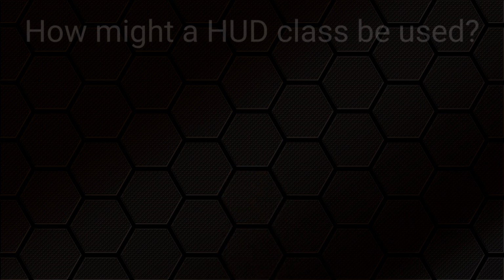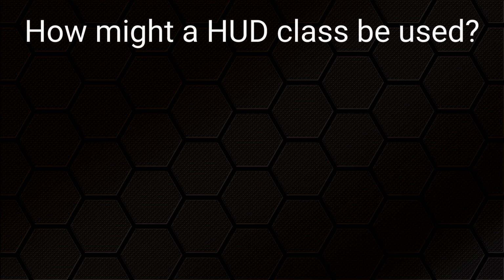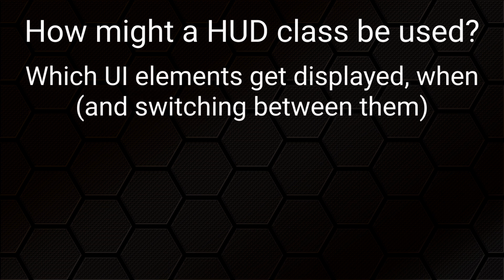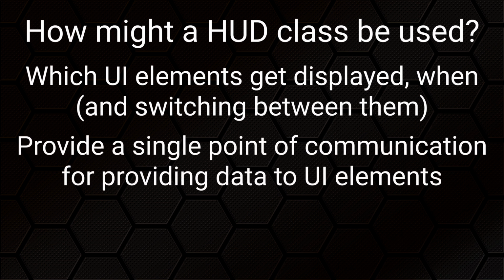Okay then, so what will the HUD do? Our HUD class is going to be responsible for deciding what user interface elements to display on the screen at what time. In some games, the HUD can also be used by other parts of the game as a kind of a communication point for UI things. If things want to send data to update a particular HUD element, for example, they could just talk to the HUD and then the HUD could do the rest, routing the data to where it is needed.